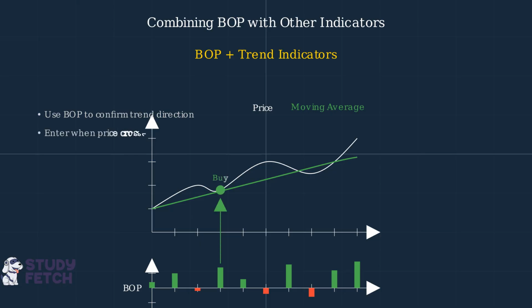A strong entry signal occurs when price crosses above the moving average, while BOP shows positive values, indicating buying pressure. Consider exiting when BOP turns negative, showing selling pressure, even if price remains above the moving average.